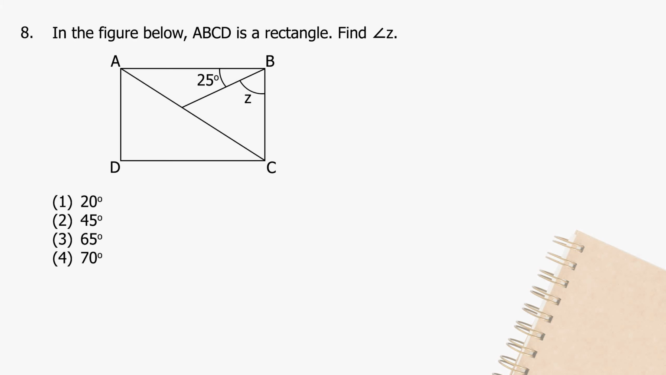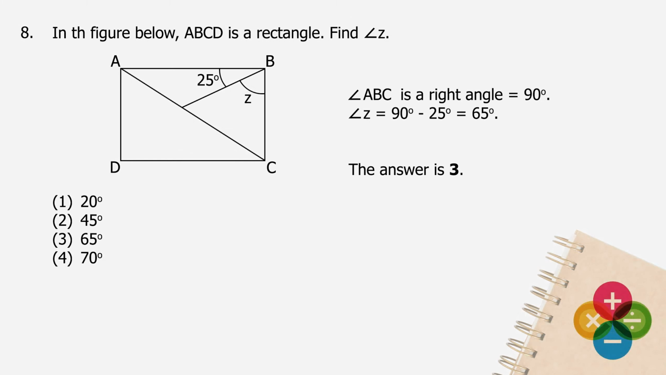Question 8. In the figure below, ABCD is a rectangle. Find angle Z. Angle ABC is a right angle, which is equal to 90 degrees. Angle Z will be equal to subtract 25 degrees from 90 degrees, and the difference is 65 degrees. The answer is 3.